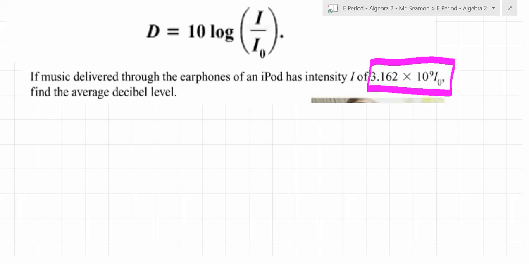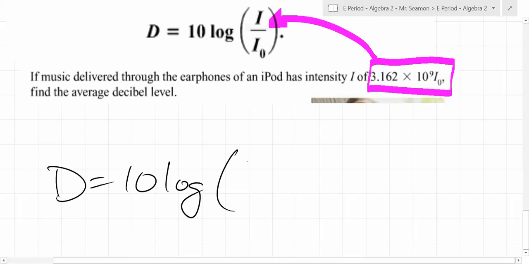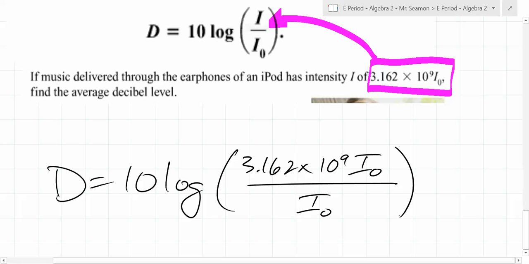Kids, right here. You need to plug it in. That's it. So this is going to go right there. And what are you going to end up with? D equals 10 log of what? 3.162 times 10 to the 9th I naught over I naught. But look, you're like, oh, I need I naught, right? But what cancels? Yeah, because it's all multiplication on top, right? So these cancel, and you can use your calculator. Use your calculator and tell me those values.